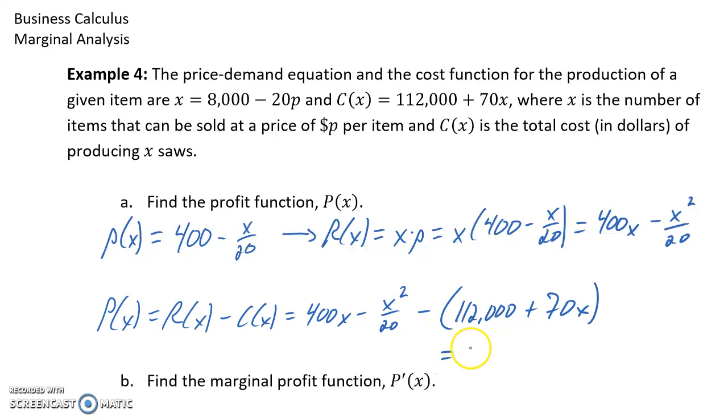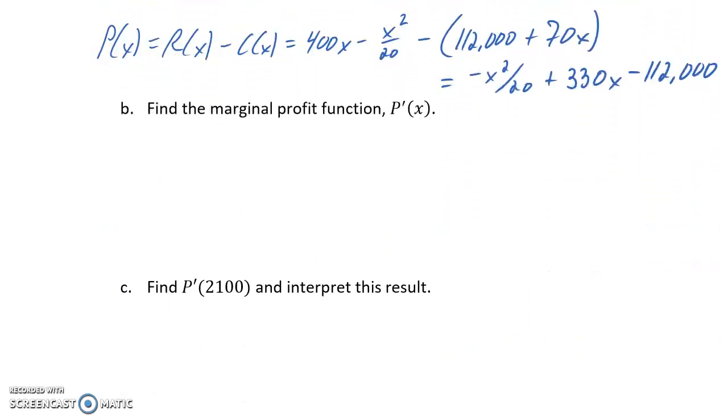So subtracting those two equations from each other will give us negative x squared over 20 plus 330x minus 112,000. So we had a little bit more work on the front end to generate that profit function that we want to work with. But now we could find the marginal profit function by plugging that function into Wolfram Alpha and calculating the derivative. That result would be 330 minus 1/10 x.